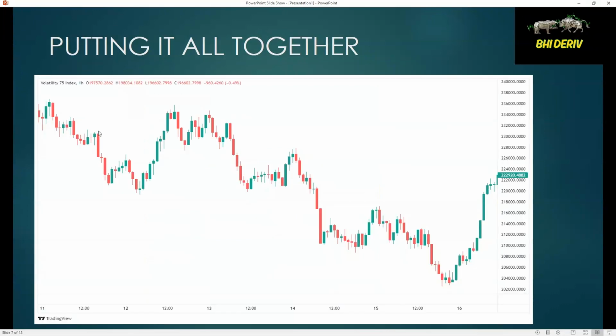So here is a blank chart of Volatility 75. We want to put everything together now. If you look at this blank chart, what can you really say? Would you be a buyer here? A lot of you want to be a buyer here because of this double bottom. Price goes up and then starts dropping. Or do you want to be a seller here? How would you know if you're on the right side of the trend? It's very simple.